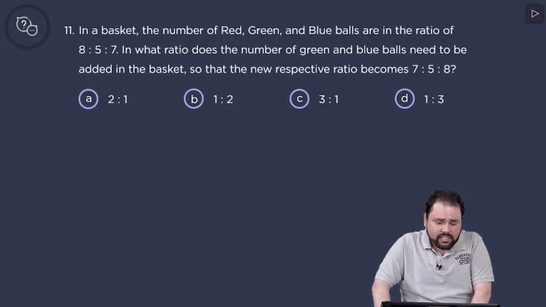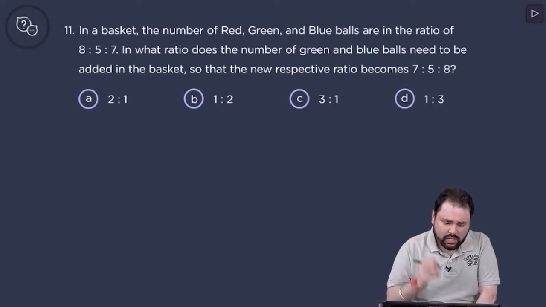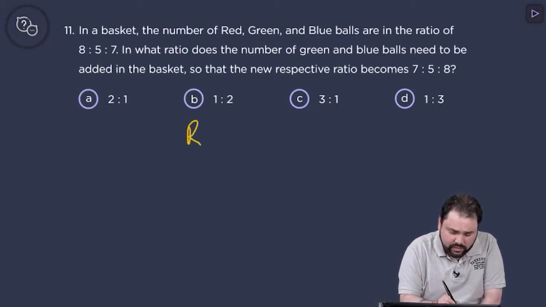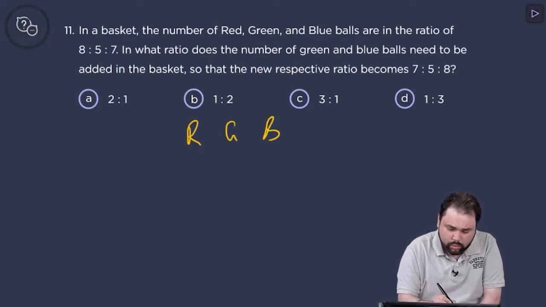Okay. In a basket, the number of red, green and blue balls are in the ratio 8, 5, 7. In what ratio does the number of green and blue balls need to be added in the basket so that the new respective ratio is 7, 5, 8? Okay, cool. I like these kind of questions. So basically I have red, green, blue. Earlier I had 8, 5, 7 ratio. Now the new ratio is 7, 5, 8.